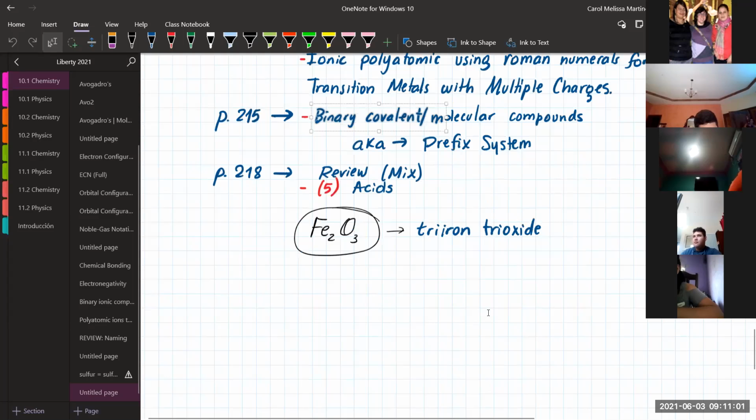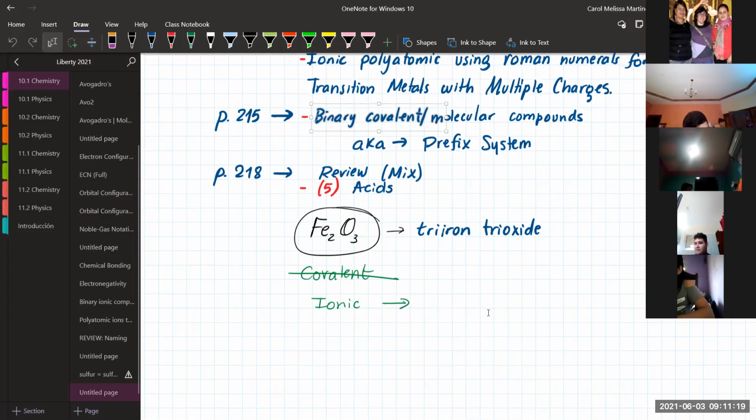Now, this is not covalent. Okay? This is not a covalent compound. It is ionic. And ionic compounds don't have prefixes. So the right name is not triiron trioxide. That is always one of my choices, because I know that is a common mistake. Trust me when I say common, very common. So it is ionic binary for a transition metal. The name for this one is iron 3 oxide.